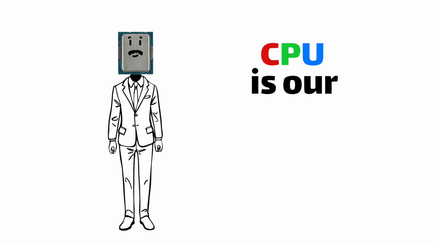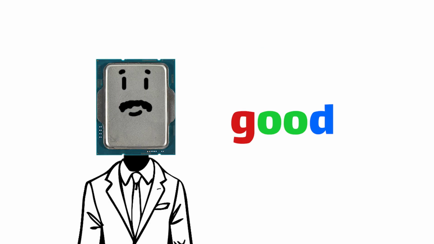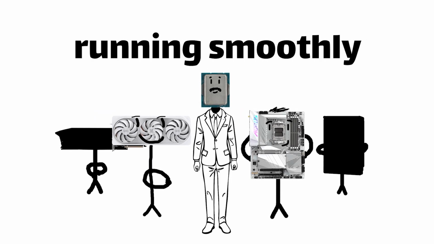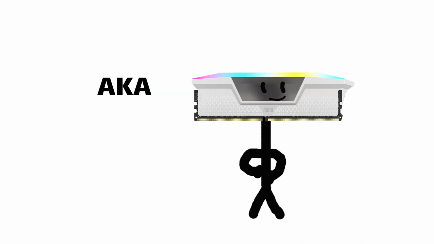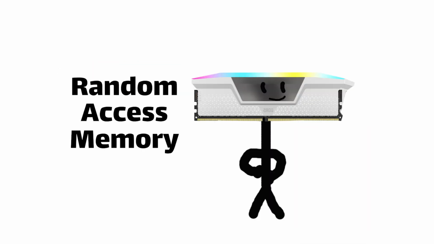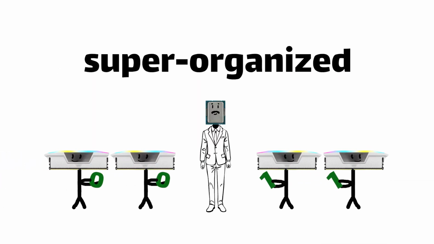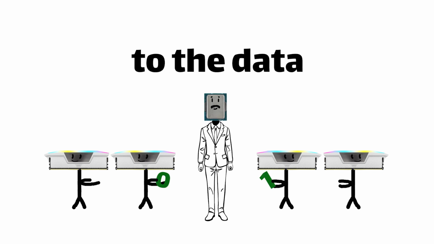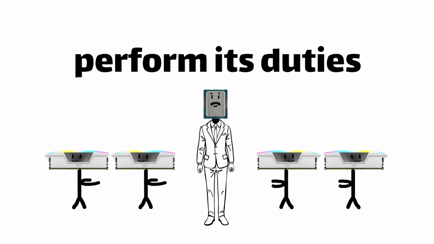So if the CPU is our good mayor, if mayors were actually good, it needs a team of efficient assistants to keep things running smoothly. One of these assistants is RAM, aka Random Access Memory. RAM is like a group of super-organized office assistants, providing the CPU with quick access to the data and instructions it needs to perform its duties.